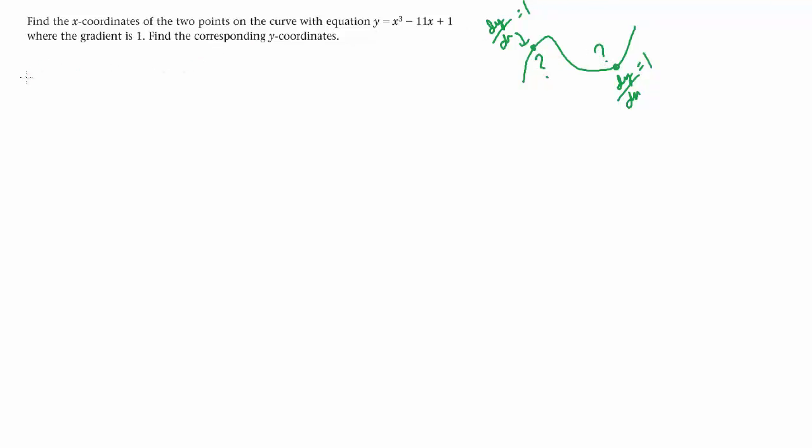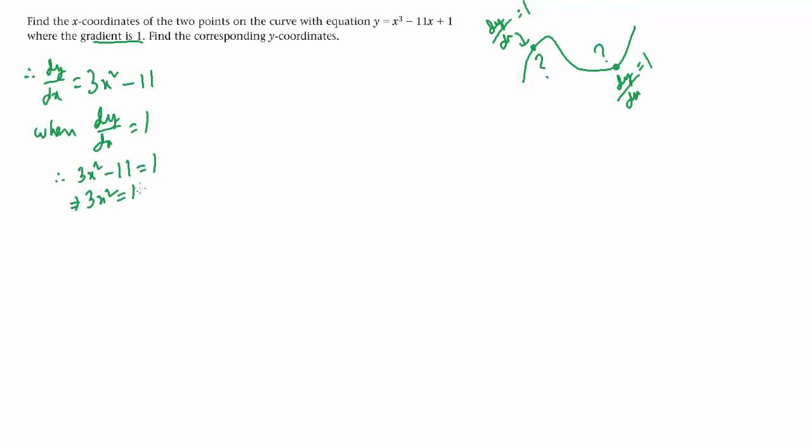So we can do this. Let's start with the gradient. So dy by dx, this is going to be 3x squared minus 11. So when dy by dx is 1, we know that the gradient is 1. Therefore, 3x squared minus 11 equals 1. 3x squared equals 11 plus 1, which is 12. Therefore, x squared equals 4. And we know x equals plus minus square root of 4. That becomes plus minus 2.